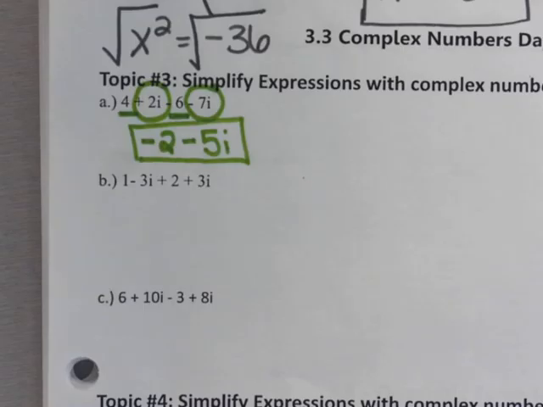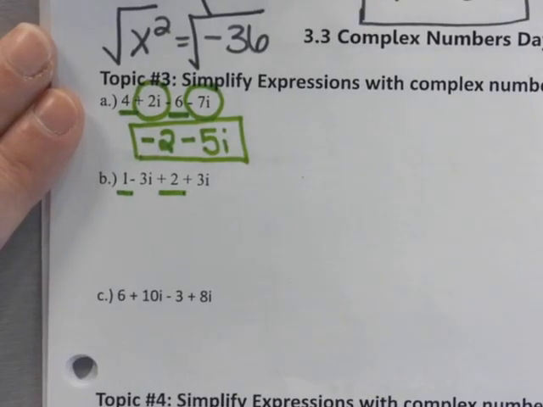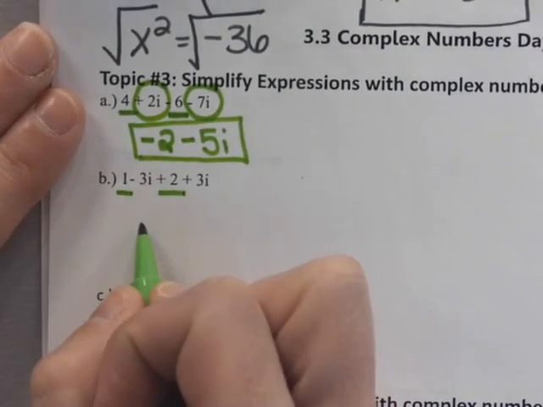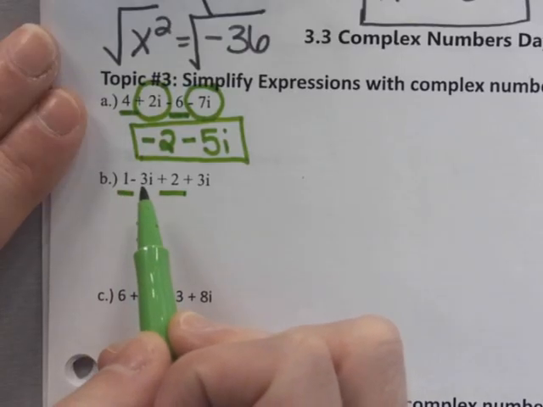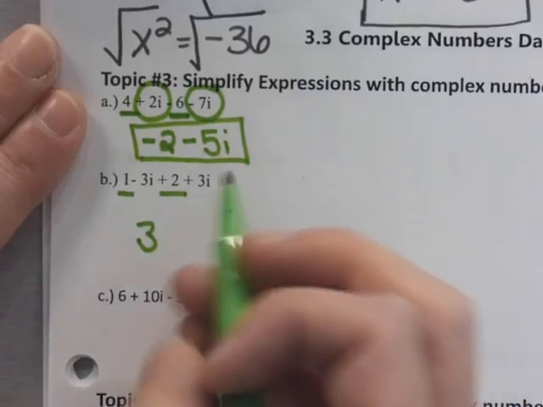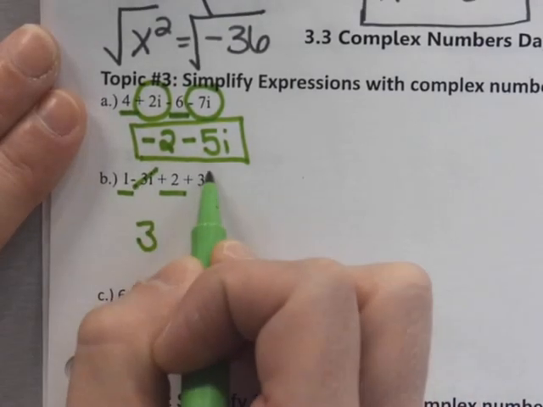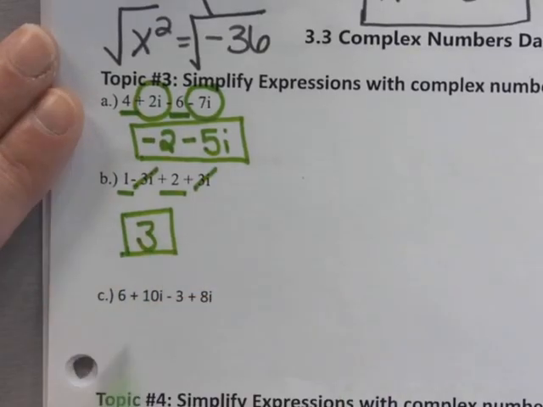Okay, so look at part B. Let's start with our plain old numbers. I've got a 1 and a 2. If I add 1 and 2 together, I get 3. And now, look what's interesting about the i's. I have a -3i and a +3i. Well, so what happens to those? They cancel, right? Yeah. And so this one's just going to give me 3.